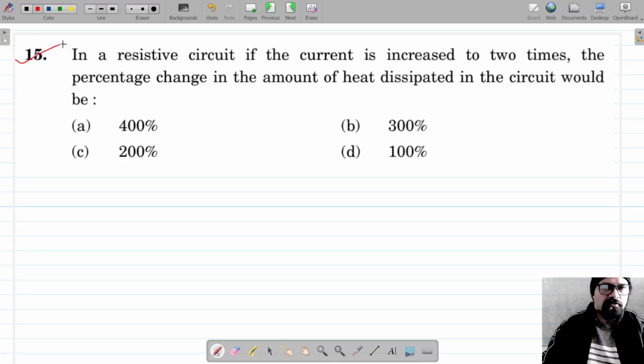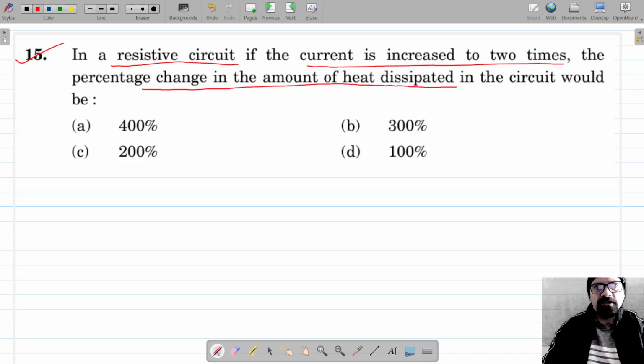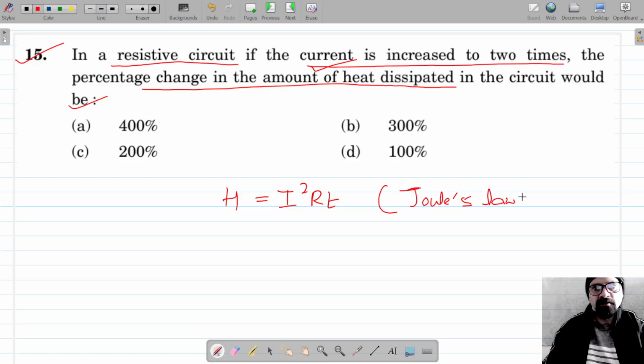Okay, for the next question, that is question number 15, it's given that in a resistive circuit, the current is increased two times. We need to find the percentage change in the amount of heat dissipated in the circuit. We know that the amount of heat dissipated in the circuit is given by Joule's law, which is H equals I square RT, and this is called Joule's law of heating.